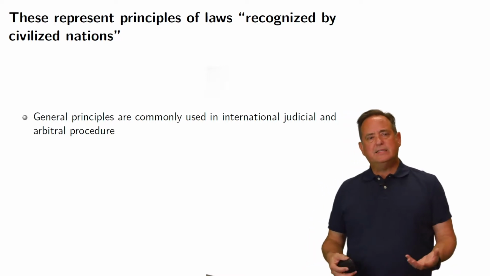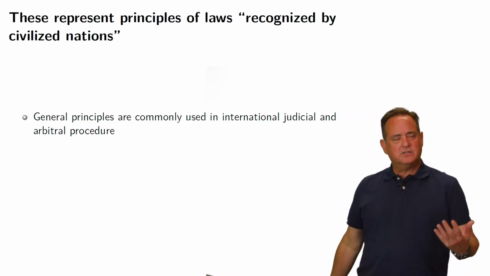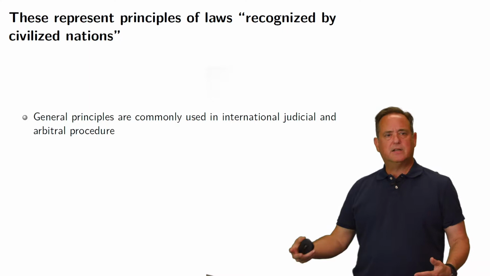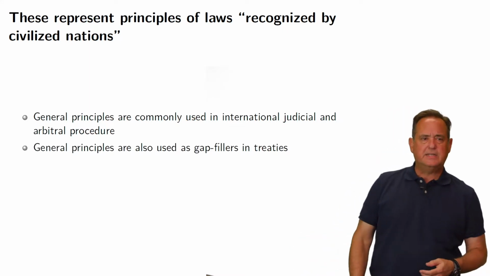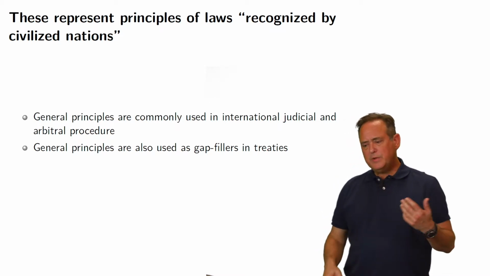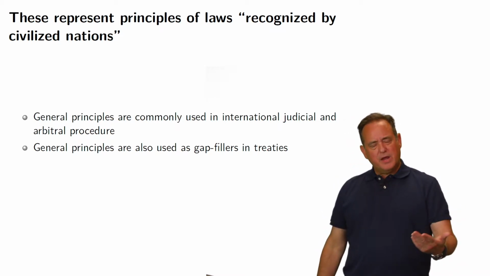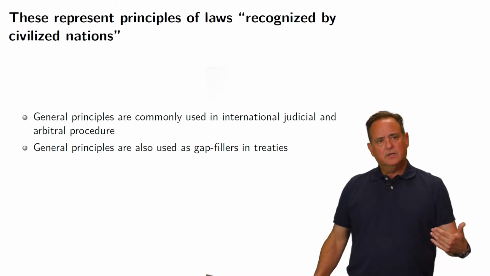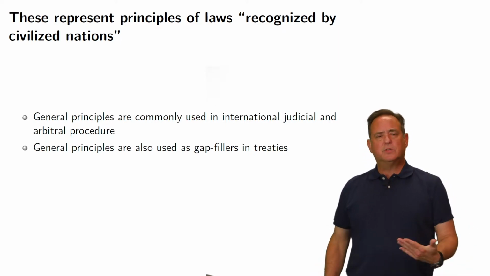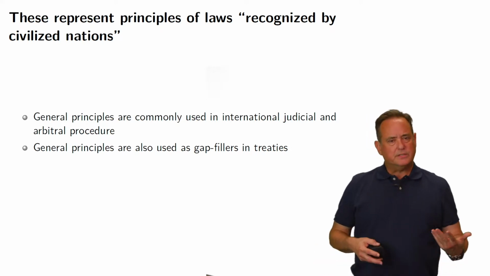So that's where we see these gap fillers come into place, because oftentimes treaties and custom are going to be much broader and will not cover things like procedure. So we use them as gap fillers, but we also can use them as gap fillers in treaties where the treaty is not precise enough. Then we can rely on general principles of the law to interpret the treaty.